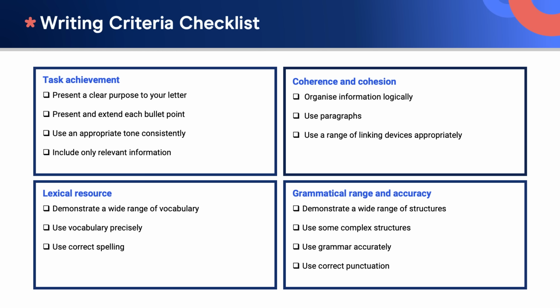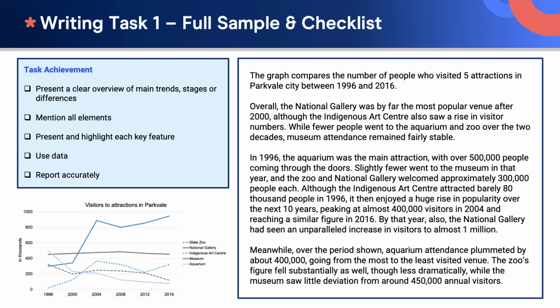There's a lot of information on that page, so we've reduced it down into a more user-friendly summary. Let's look at task achievement first. Did the sample fully answer the question? Did the sample present a clear overview? Yes. Were all elements mentioned, all 5 tourist attractions? Yes, they were. The sample highlighted each key feature. The sample included lots of data and incorporated it skillfully into our sentences. And the sample interpreted the graph accurately.